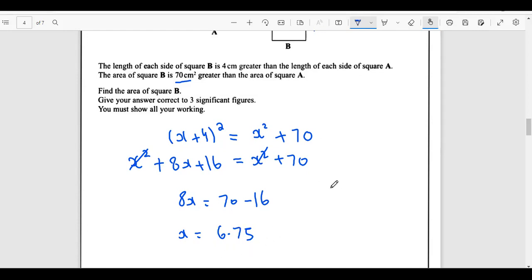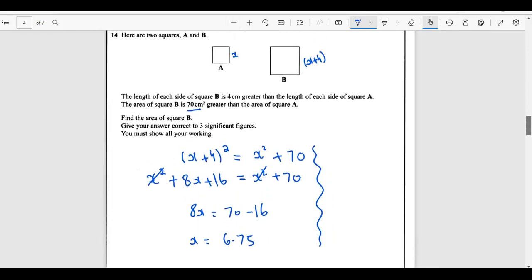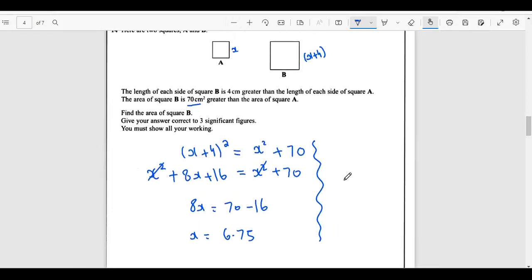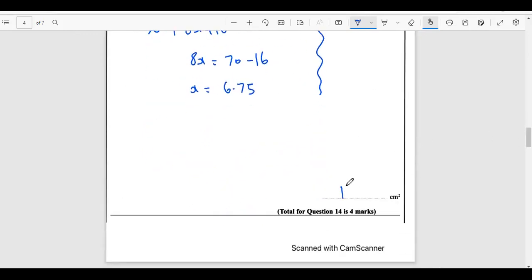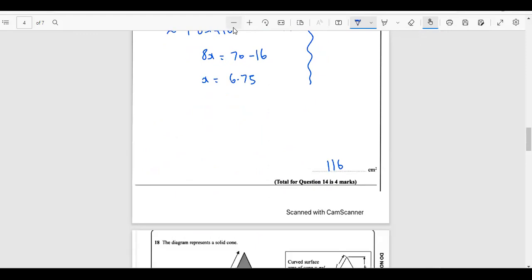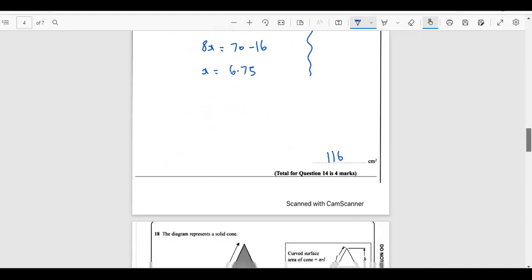It would be 10.75. Okay, 10.75. So the answer is 116, because three significant figures. Very well done. Very good. Okay, perfect. All right, so let's talk about the next one.